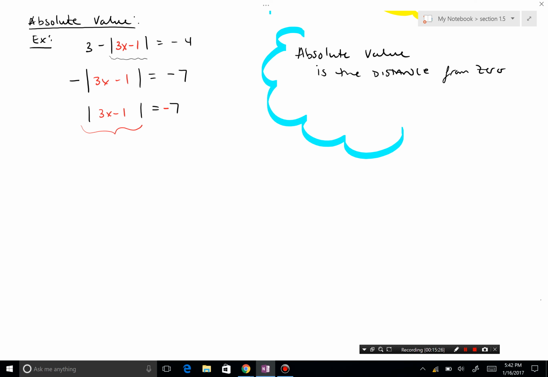So, moral of the story is that you really have to make sure that the absolute value is isolated for, and that you actually are thinking about what's going on here.